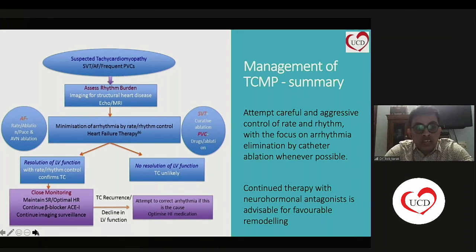If there is resolution of the LV function with rate or rhythm control strategy, close monitoring should be done along with continuation of beta blockers as well as ACE inhibitors and routine imaging surveillance. If there is tachycardiomyopathy recurrence or there is decline in the LV function, we need to correct the arrhythmia as early as possible and optimize the heart failure management. If there is no resolution of the LV function with appropriate control of the tachyarrhythmia, then tachycardiomyopathy is unlikely. Continued therapy of neurohumoral antagonists is advisable for favorable remodeling even after resolution of the LV function.